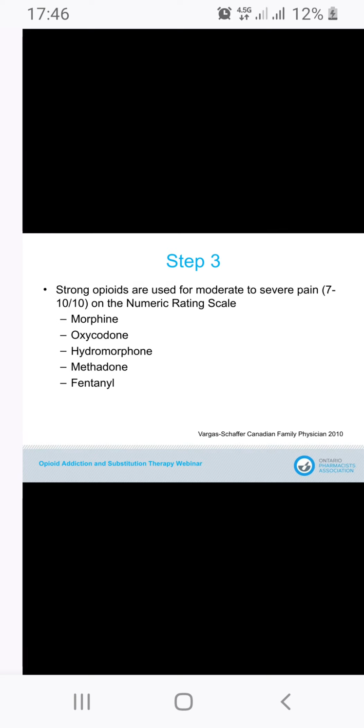So here we have step 3 of the analgesic ladder. This is when you would consider using stronger opioids to manage more moderate to severe pain. So this is pain described as 7 to 10 on the visual analog scale in terms of pain intensity or the numeric rating scale. And some common agents we would use would be morphine, oxycodone. I know I had put oxycodone in step 2, the weak to moderately potent opioids, but for severe pain, you can also use oxycodone. So that's important to remember that it's a pretty strong opioid. Obviously, hydromorphone, methadone, and fentanyl, to name a few, for your more severe pain conditions.